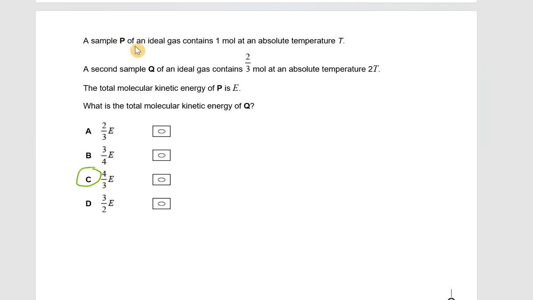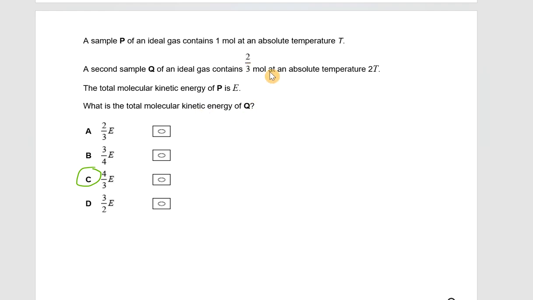So a sample P of an ideal gas contains 1 mole at an absolute temperature T. A second sample Q of an ideal gas contains 2/3 of a mole at an absolute temperature 2T. The total molecular kinetic energy of P is E. What is the total molecular kinetic energy of Q?